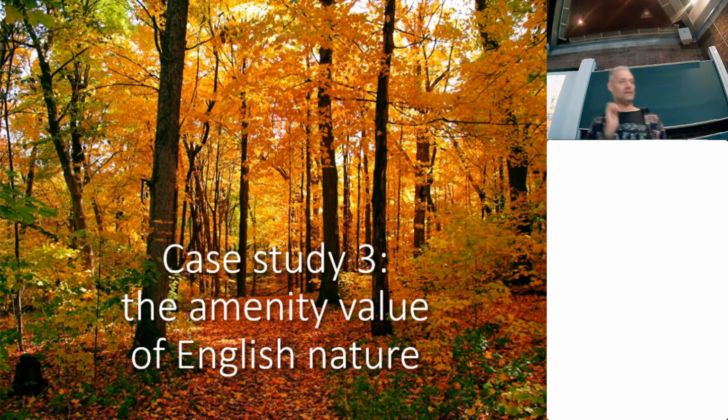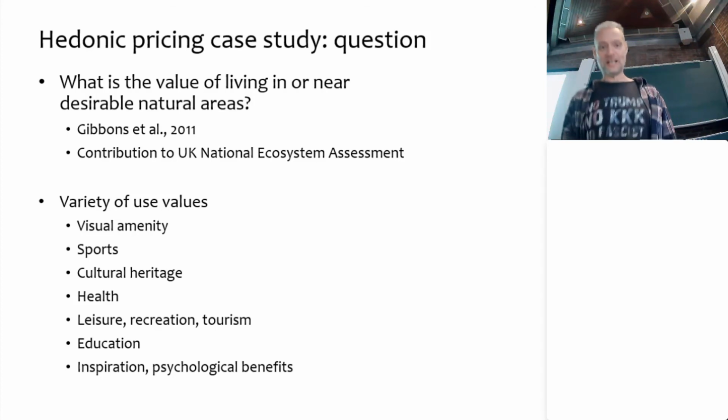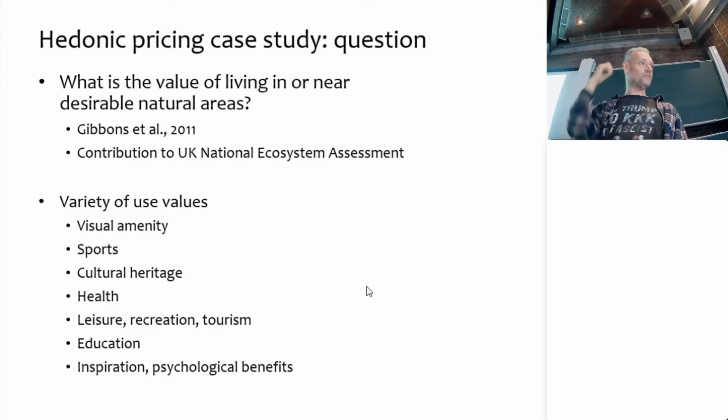So, third case study, and that's the amenity value of English nature. This was done by Gibbons, Steve, of UCL in 2011, and it fed directly into government decision making through the National Ecosystem Assessments. And they looked at all sorts of stuff: visual amenities, sports, cultural heritage, health, leisure, education, and so forth, as well as inspiration.